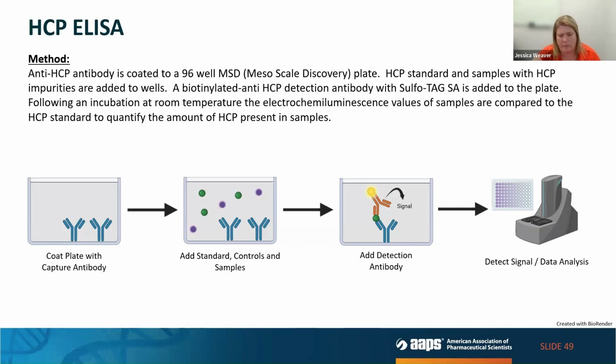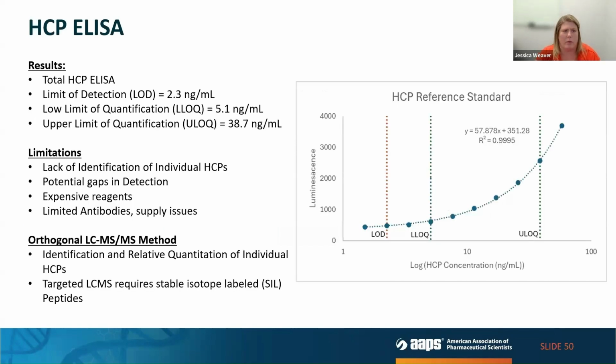As an example, when we look at these assays, we look at a reference standard curve for your HCP reference standard. We set limits of detection and quantitation, an LLOQ as well as an upper limit of quantitation, so that we have a working range within the assay. Some of the limitations of an HCP ELISA are the lack of identification of individual HCPs, potential gaps in detection, and expensive reagents. You're also reliant on supply, and limited antibodies can be a challenge.